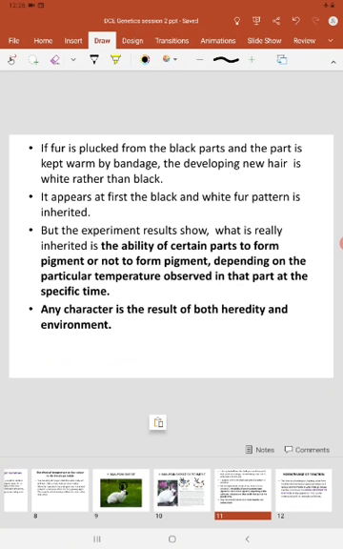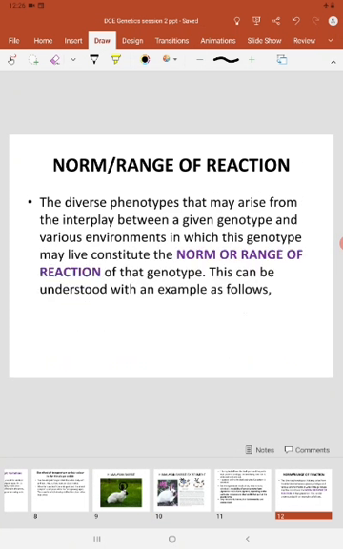So any character, this also leads us to the conclusion that any character is a product of heredity and environment. Now we will enter into one more concept, that is norm or range of reaction. Norm or range of reaction: the diverse phenotypes that may arise from interplay between a given genotype and various environments in which this genotype may live constitute the norm or range of reaction of that genotype. This can be understood with an example as follows.